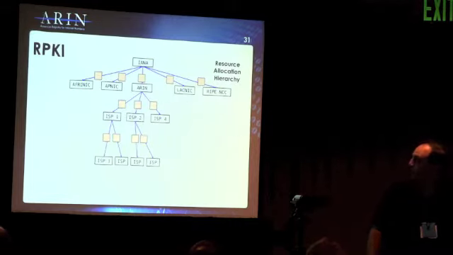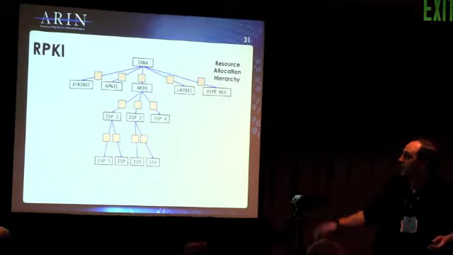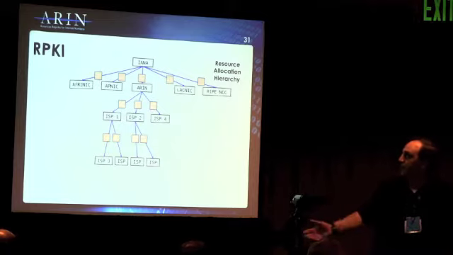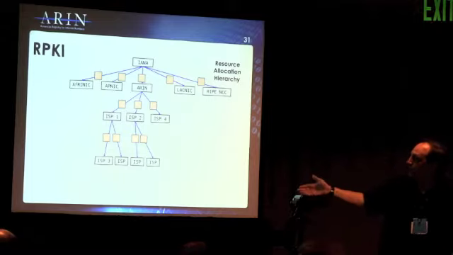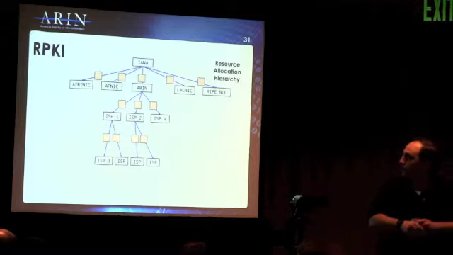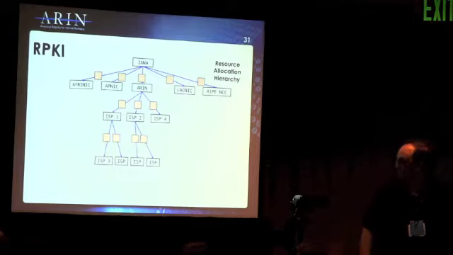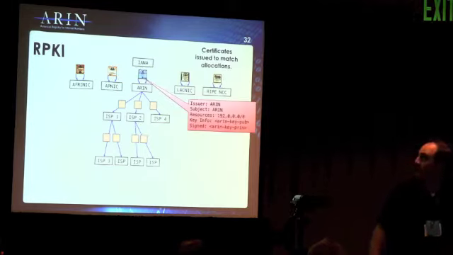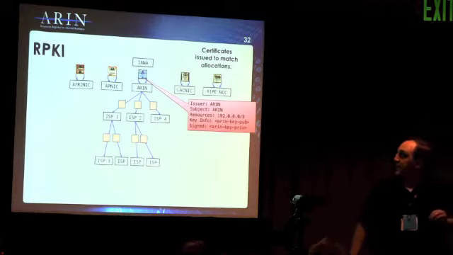As an example, here is generally a very simplistic example of the resource allocation hierarchy. IANA allocates a whole bunch of resources to the various RIRs. RIRs, in return, allocate some of those resources to other members. For RPKI, we sort of mimic that, except for the fact that right now, IANA is not signing anything.